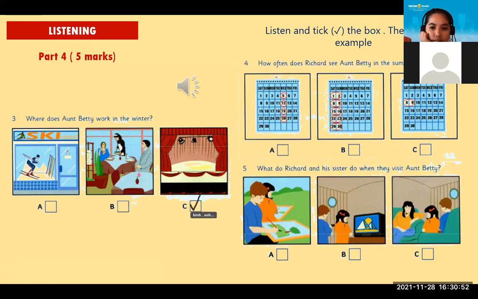4. How often does Richard see Aunt Betty in the summer? Do you often see your Aunt Betty? In the winter, we see her once a week. She comes up to our farm on Wednesdays for her milk. And in the summer? Only about once a month. Sometimes we stay with her for a weekend on the boat.